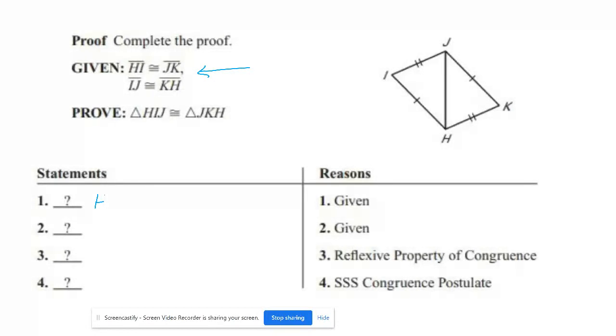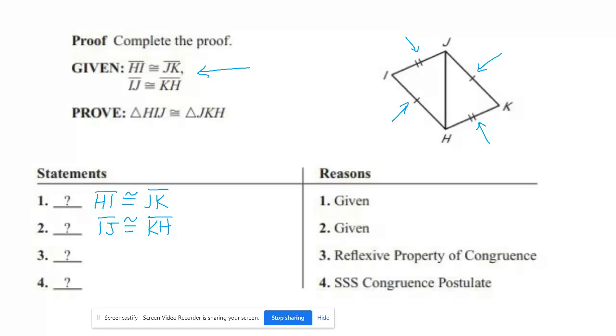So we're going to say segment HI or side HI is congruent to side JK. And we can see that in the diagram too, HI, JK. They both have one little hash mark showing they're congruent. The second step is just going to be the other two sides that we know are congruent. IJ is congruent to KH. All right, so both those things are given. Both of those things are marked on the diagram. And that gives us two pairs of congruent sides.